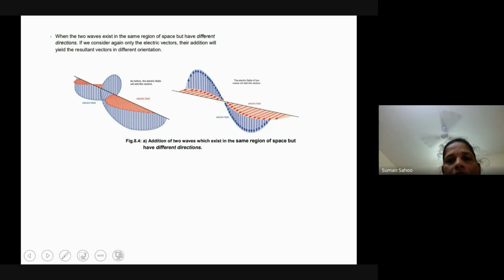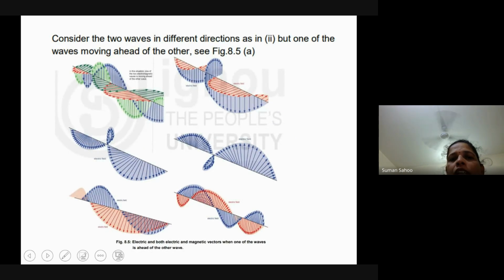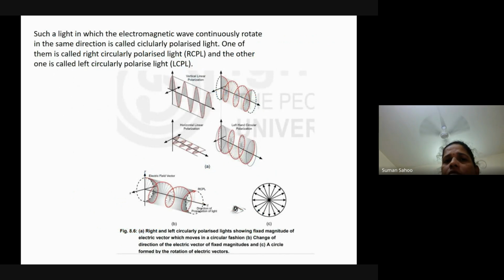Suppose you have two waves but one of them is moving ahead of the other, they are not moving at the same time. In that case we are going to get a helix or circular type of light. Such a light in which the electromagnetic wave continuously rotates in the same direction is called circularly polarized light. One of them is called left hand circularly polarized light, another one is right hand circularly polarized light. If you just mix these two, that would give you linearly polarized light.